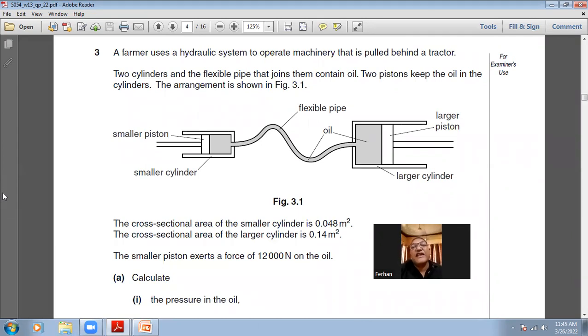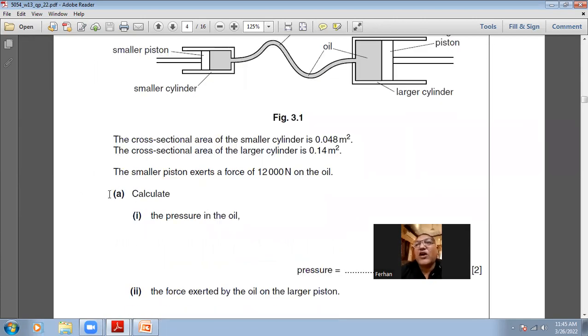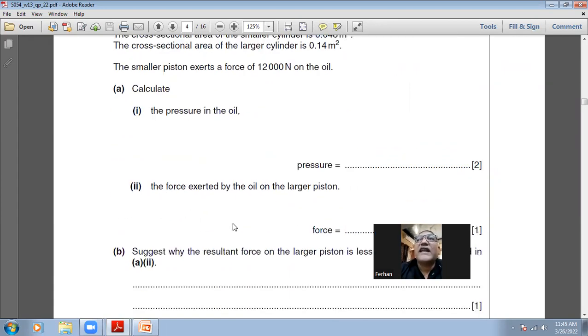The cross-sectional area of the smaller cylinder is 0.048 meters squared. The cross-sectional area of the larger cylinder is 0.14 meters squared. The smaller piston exerts a force of 12,000 Newton on the oil. Calculate the pressure in the oil. We know the force exerted by the smaller piston on the oil, and we know the area of the smaller piston.